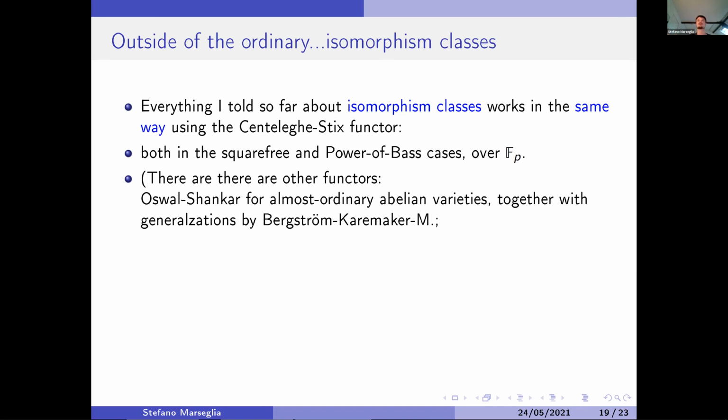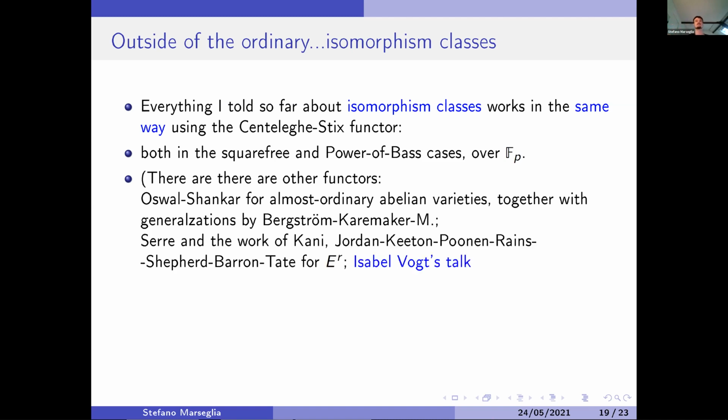Abelian varieties with p-rank g minus one. And with Verstam and Karemacher, we have done some small generalization to this functor. So they work with simple abelian varieties, we handle squarefree. Then there are a bunch of functors or descriptions that work with powers of elliptic curves, like the work of Serre, the work of Kani, and then the many-authors paper, Jordan, Keaton, Poonen, Rains, Shepherd-Barron, and Tate. And I think these are going to be discussed later during this week in another talk.